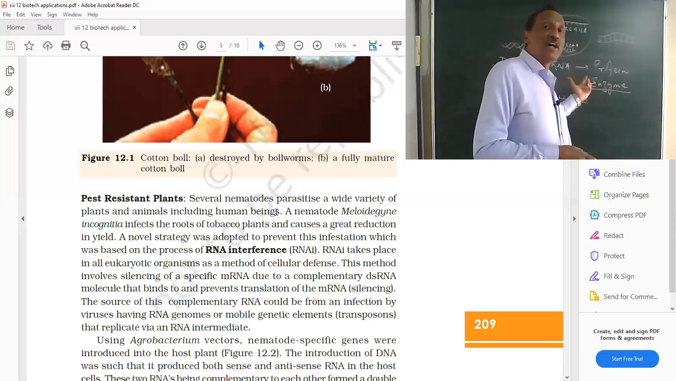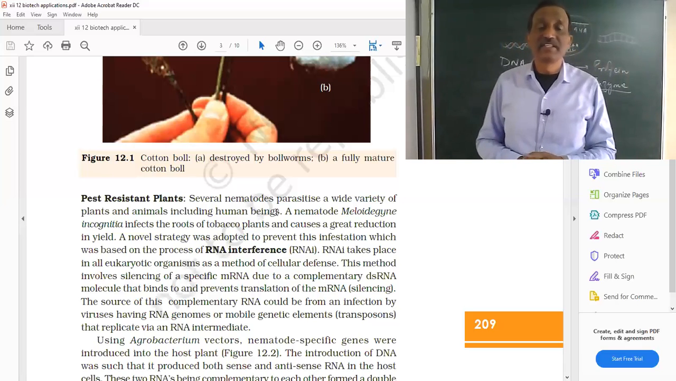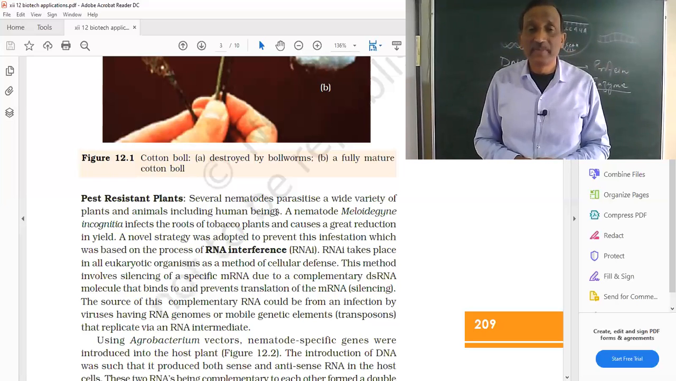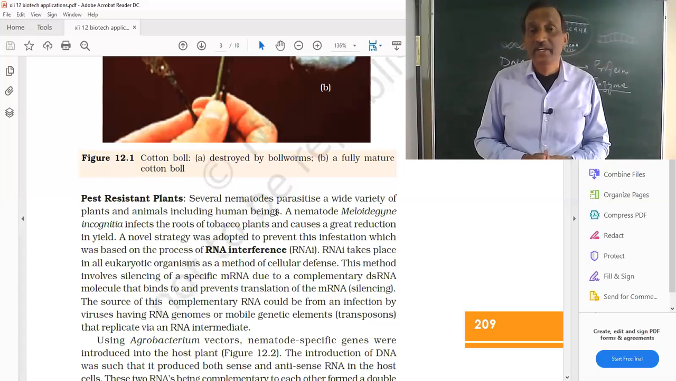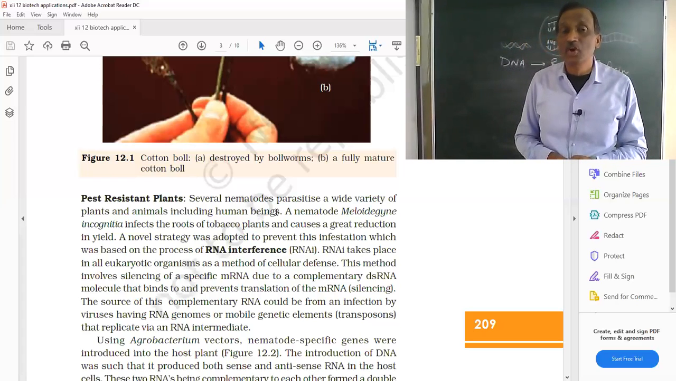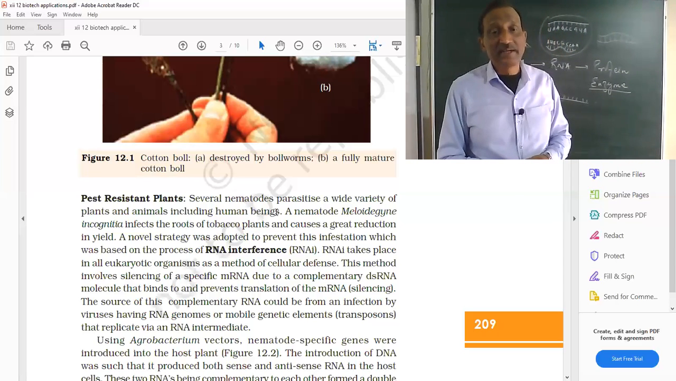The same way, the RNA's function is just made quiet, and that is called silencing of RNA. This method involves silencing of specific mRNA due to the complementary double-stranded molecule that binds and prevents the translation of mRNA, that is silencing. The source of complementary RNA could be from infection by virus having RNA genome or mobile genetic element, that is transposons, that replicate via RNA intermediate.